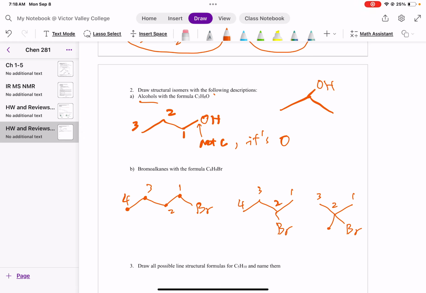Now, for the second structure, we can also, for the last structure, we can also move the Br to the outside, to the carbon number 1, back to number 1. And that creates a different structure, nothing like the first 3. So we're gonna call it 4 isomers, unless you guys can come up with another one that's different, okay?